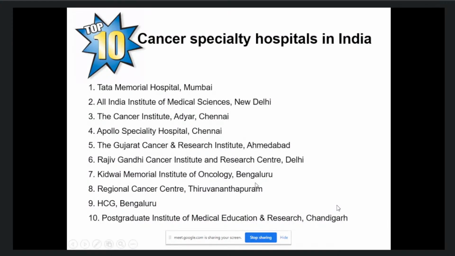Next is the top 10 cancer specialty hospitals in India. So we are also doing great and providing treatment to the cancer patients who are coming across. There are AIIMS, Apollo, Gujarat Cancer Research Institute, and there are numerous others. I have just listed the top 10, but there are other cancer research institutes as well where cancer patients are being treated.